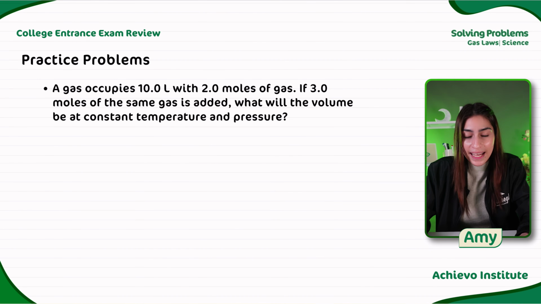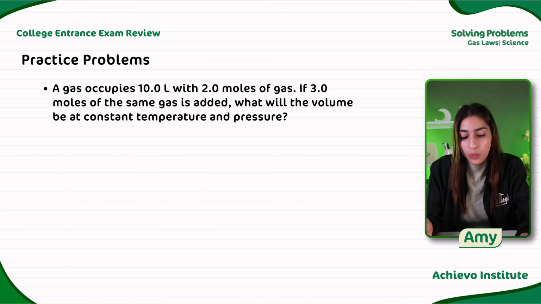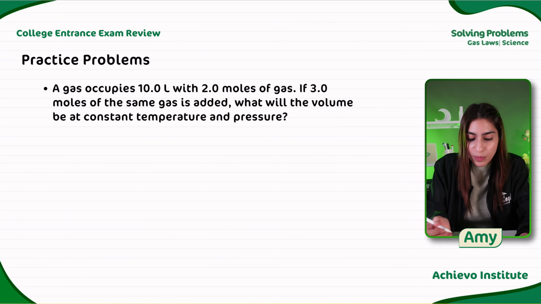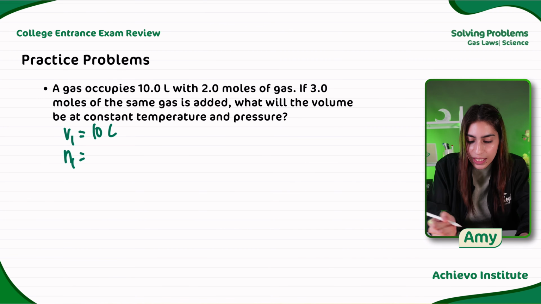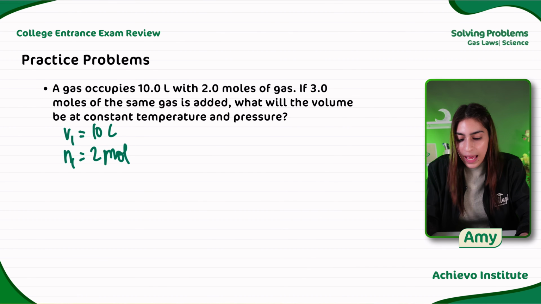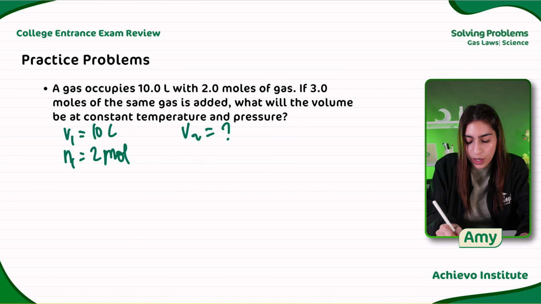Sabi dito, a gas occupies 10 liters with 2 moles of gas. If 3 moles of the same gas is added, what will be the volume at constant temperature and pressure? So ano ba yung variables natin? First, we have volume 1, which is 10 liters, and we also have our N1, which is 2 moles of gas. If 3 moles of the same gas is added daw, ano daw yung final volume? So meaning we are looking for our V2, our final volume.